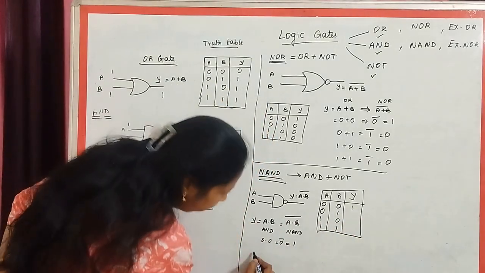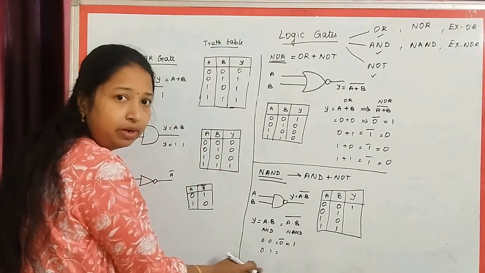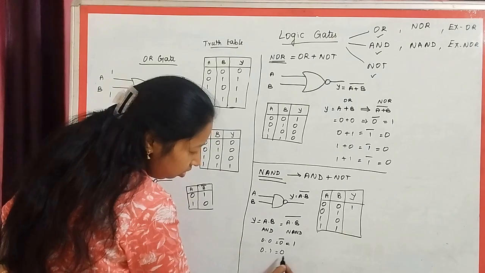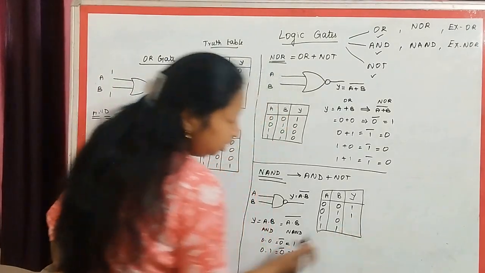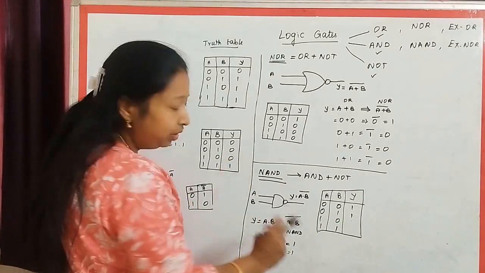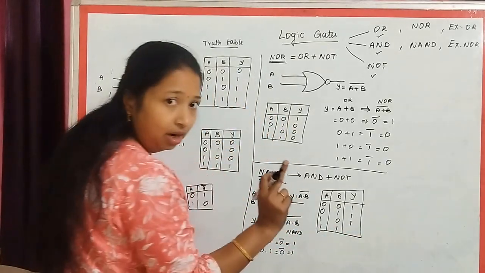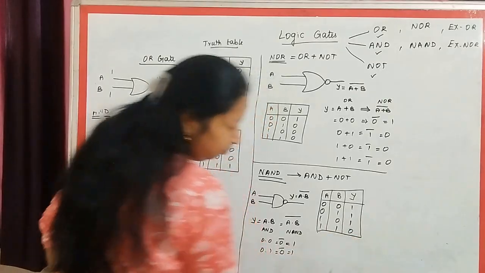Understood? For the second case, 0 dot 1. 0 dot 1 meaning you are going to do the product term. So 0 into 1, it is 0. But you are going to complement this. So my output will become 1. Clear? 1 into 0 is 0. You have to complement that output. So the complement of 0 is 1. 1 into 1 is 1. You have to complement the output. So the complement of 1 is 0.